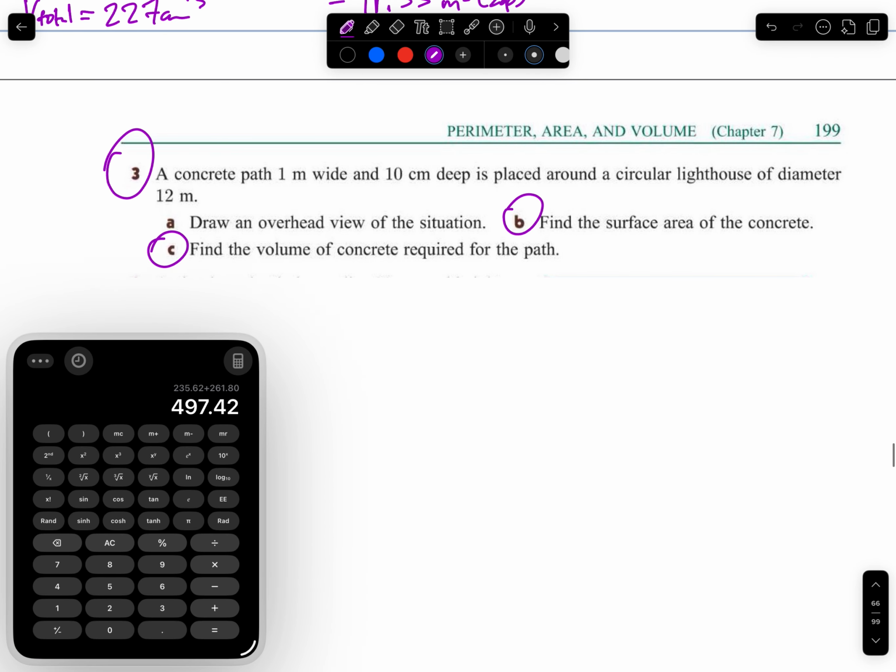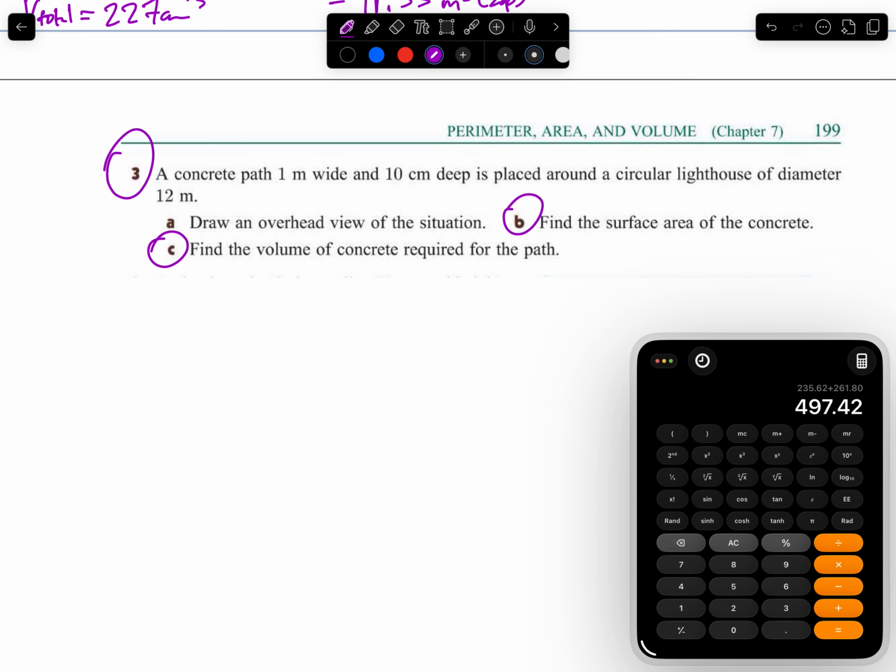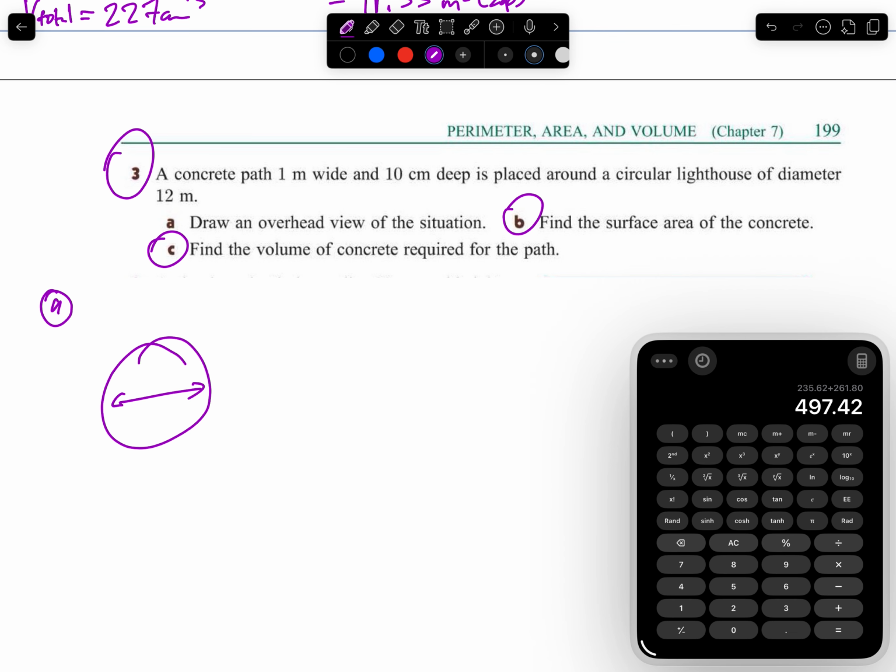F, let's keep going. Concrete path, 1 meter wide, 10 centimeters deep, placed around a circular lighthouse of diameter 12. Draw an overhead view. Lighthouse is 12 meters. The concrete path is 1 meter wide all the way around. So 1 meter, 1 meter. So we've done A, find the surface area of the concrete. B. The trick here is that all the way across is actually 14 meters.